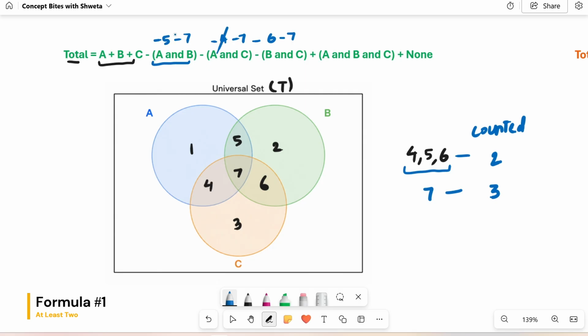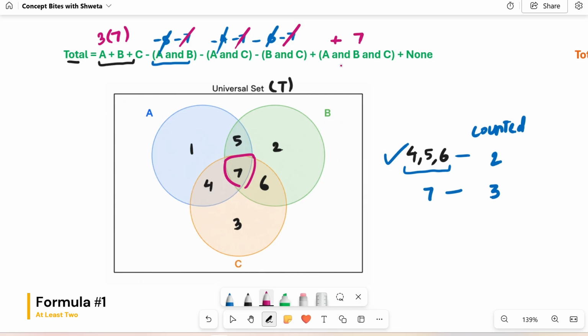Now you already know 4, 5, and 6 were added twice. So now when I've subtracted them once, I have already taken care of the double counting. So I am in a place where I have not done any extra counting for 4, 5, 6. But observe something. The 7 had gotten added 3 times initially, remember? And now I subtracted it all 3 times. Haven't I lost the all 3 region completely? How do I get it back?